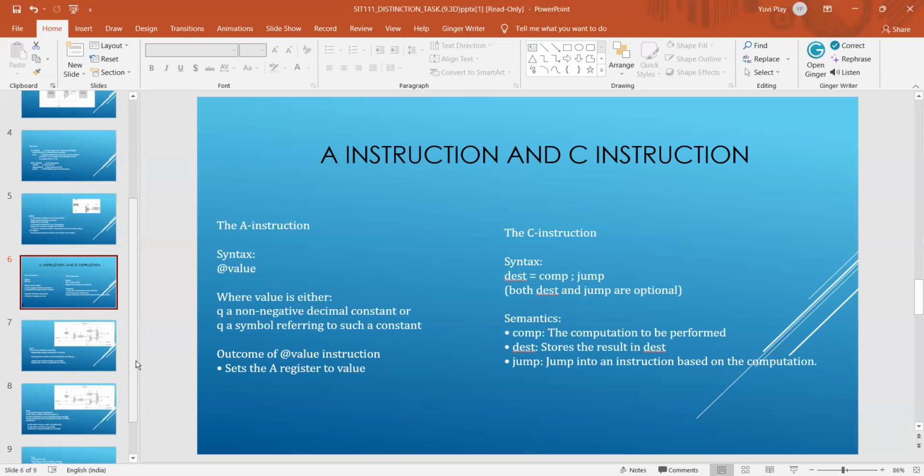Moving further, the C instruction has the syntax destination equals computation; jump. Both destination and jump are optional. The computation is the function to be performed by the CPU to give a specific result. The result is stored at the destination. The jump is used to jump to an instruction based on the computation.